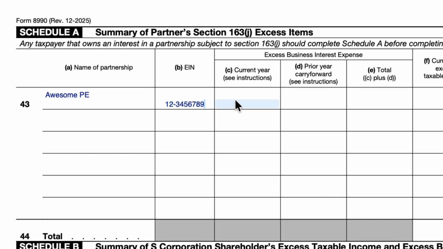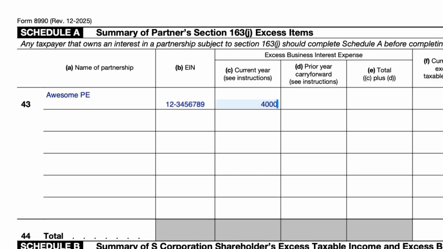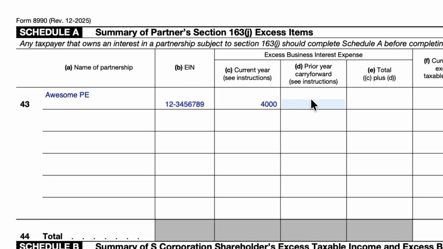And column C, because we are not subject to 163J limitation, it is simply your 13K number, assuming this is the first year of your K1 having this number. I will talk about next year's situation later. So 0 for prior year number, and then C plus D, simple math.